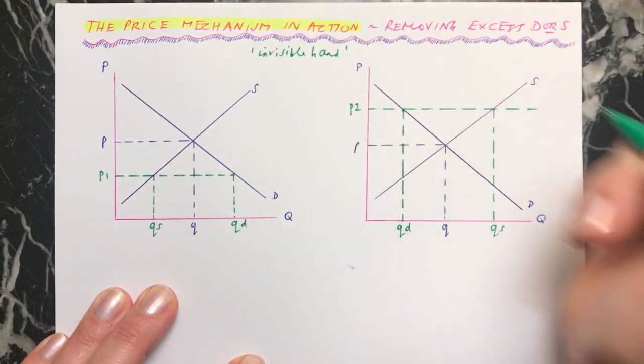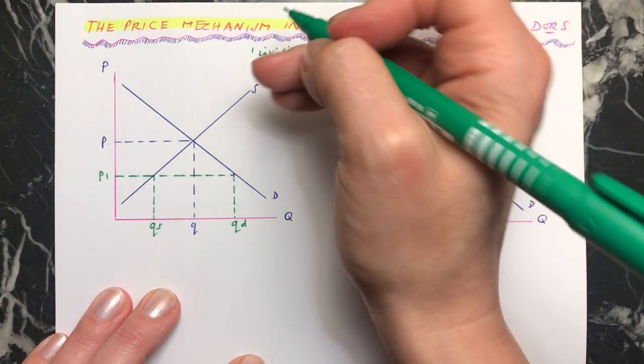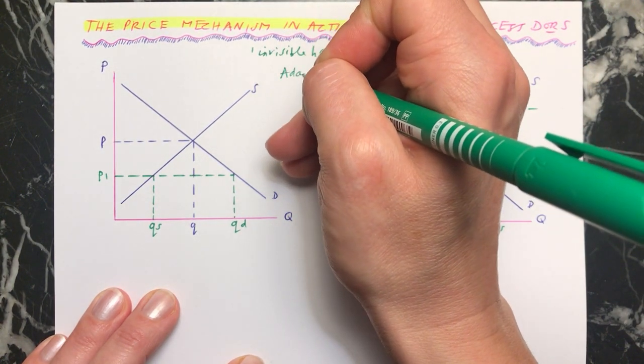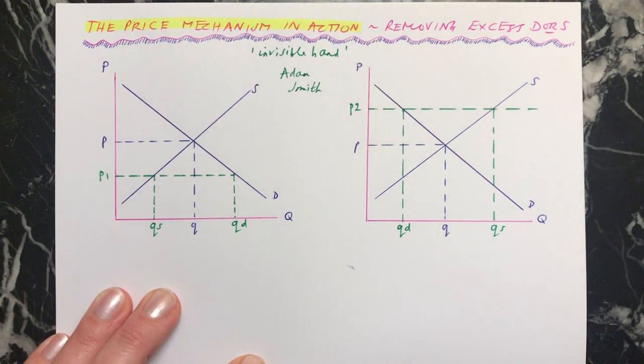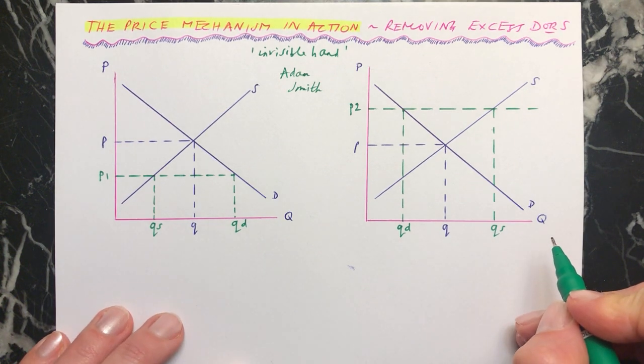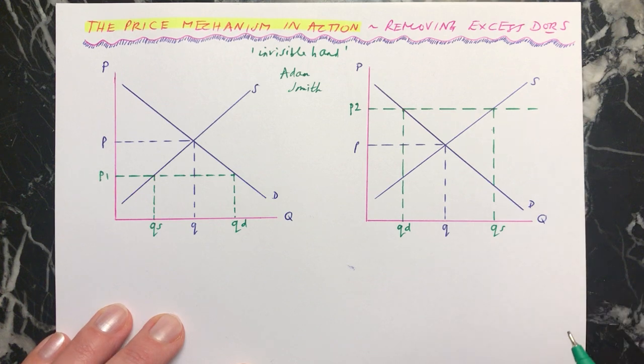And this is a term that relates to the work that was first done by Adam Smith, an economist, and he was pointing out that the forces in the market of demand and supply will be able to, on their own, allocate resources invisibly without us even having to do anything.